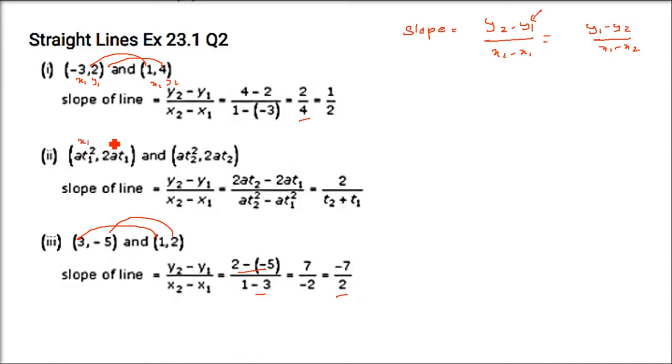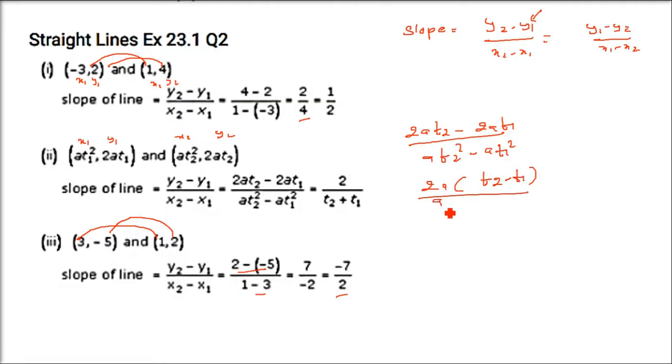Now this we are going to do. So x1 is at1 square, y1 is 2at1, x2 is at2 square, and y2 is 2at2. So y2 minus y1 is 2at2 minus 2at1, divided by x2 minus x1, that is at2 square minus at1 square. Here you can take whatever is common. In the numerator you can take 2a common, so you get 2a times t2 minus t1. In the denominator you can take a common, so you get t2 square minus t1 square.